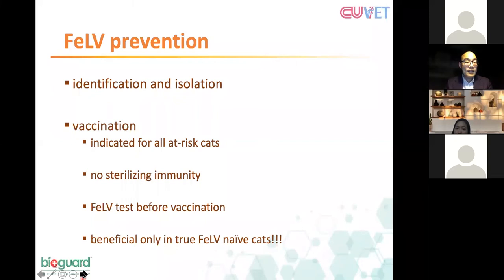The FeLV vaccine is very efficient, has very strong protective immunity and is indicated for all at-risk cats. However, in some cases, the FeLV vaccine might not provide sterilizing immunity, which means the cat can still be infected with FeLV, but by vaccinating against FeLV, you can decrease the chance of a progressively infected outcome. But bear in mind, you must always test for FeLV before vaccination, because the FeLV vaccine is only beneficial in true FeLV naive cats.